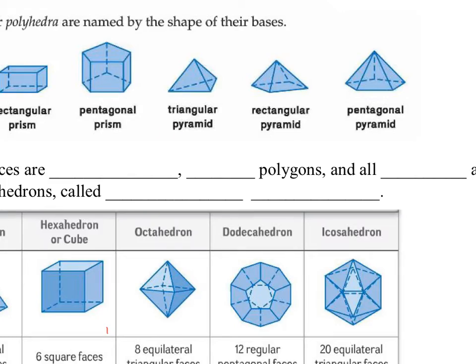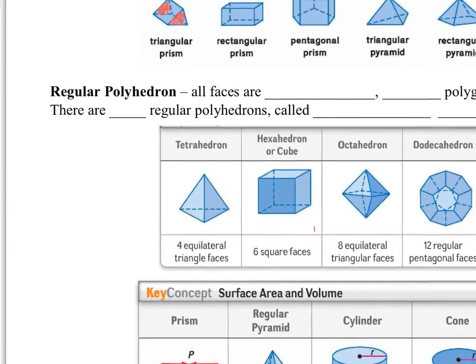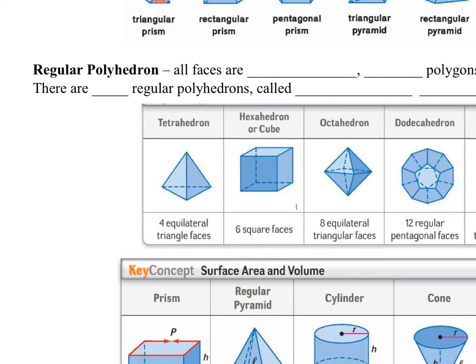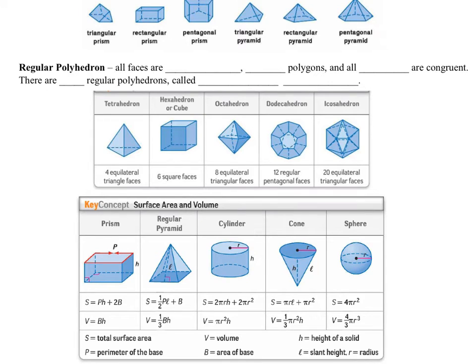All right, and then we're also going to be talking about regular polyhedrons. A regular polyhedron, all of its faces are regular congruent polygons, and all of the edges are congruent as well. There are only 5 regular polyhedrons, called platonic solids. Okay, they're listed below.